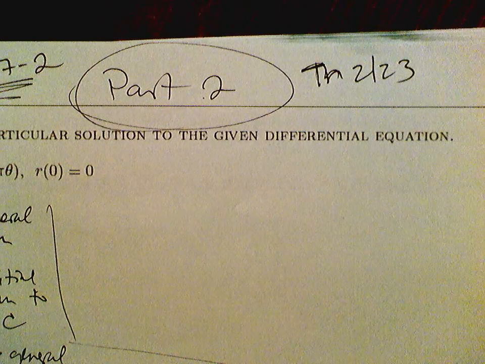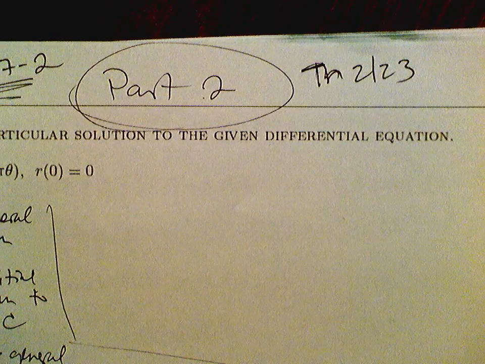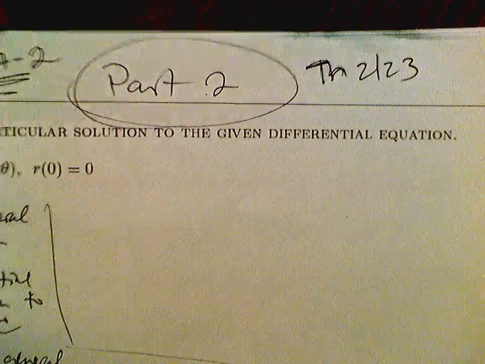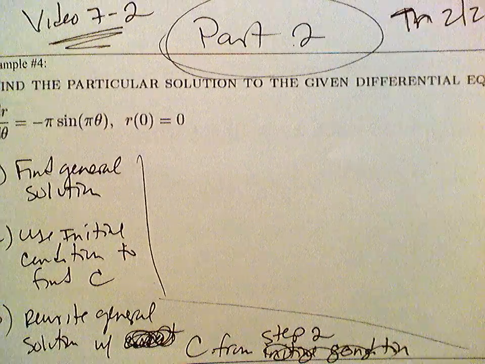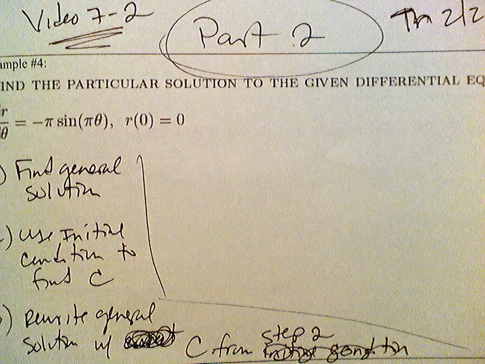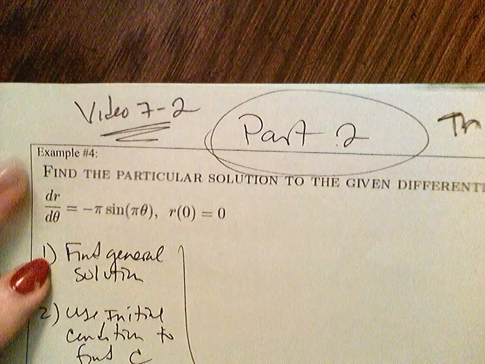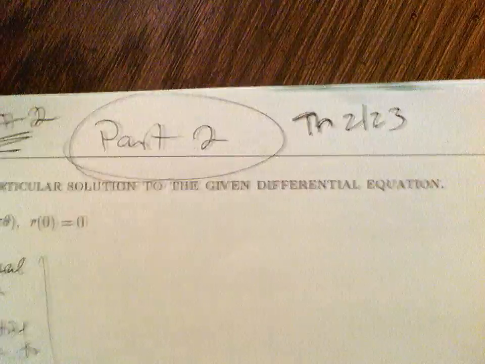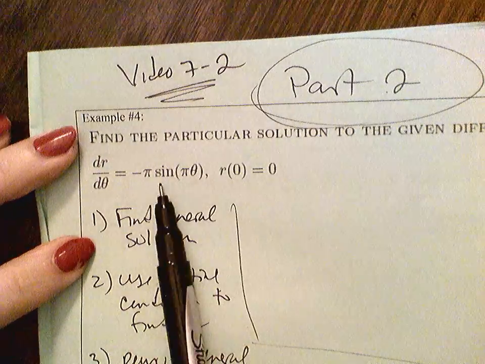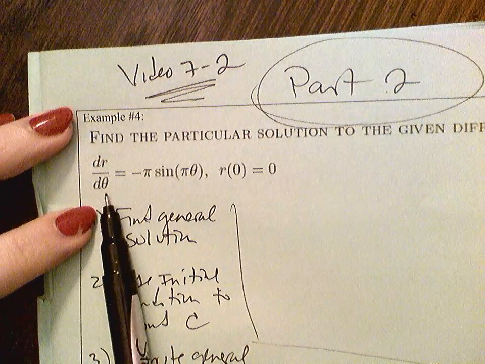So last time we found general solutions because there was the plus C, which could represent any number. Any number could go in for it, and we would have a solution, a particular solution. So find the particular solution to the given differential equation. You're given this differential equation because it's an equation and there's a derivative involved.